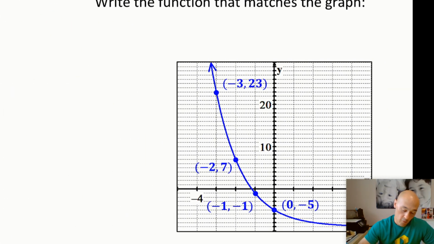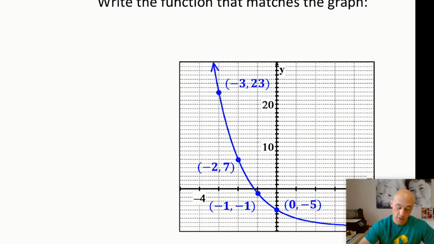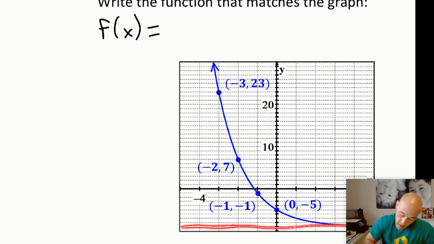So when we are looking at writing a function that matches the graph, we're going to work backward, and we're going to first start off with our k value. So we look at this and we see that our horizontal asymptote right here is at -1, 2, 3, 4, 5, 6, 7, 8, 9. So our k value is -9. So I'm going to put in a little dotted line there at the horizontal asymptote. And so k is going to be -9.